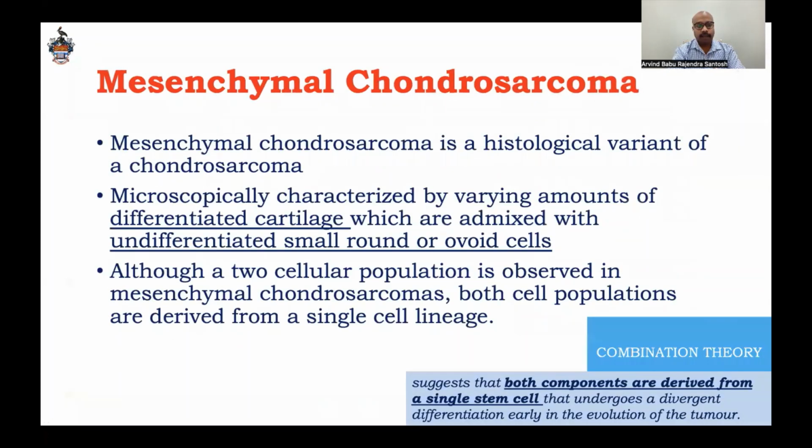The next topic in discussion is mesenchymal chondrosarcoma. Mesenchymal chondrosarcoma is a histological variant of chondrosarcoma. Microscopically, it is characterized by varying amounts of two cell components, remember? One is a cartilage component and the next one is undifferentiated small round or ovoid cells. Although a two cell population is observed in mesenchymal chondrosarcoma, both cell populations are derived from a single cell lineage. And again, this is supporting the combination theory, which suggests that it is coming from one single stem cell, which undergoes a divergent differentiation to show two cell populations.